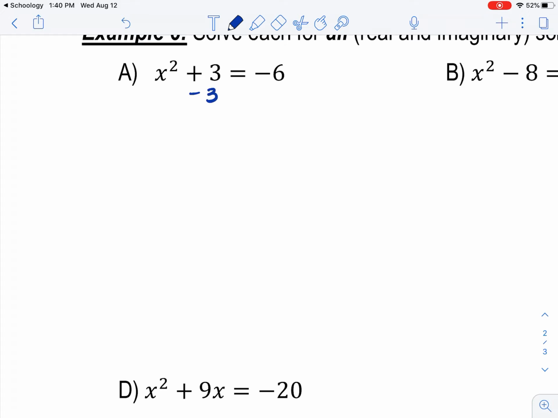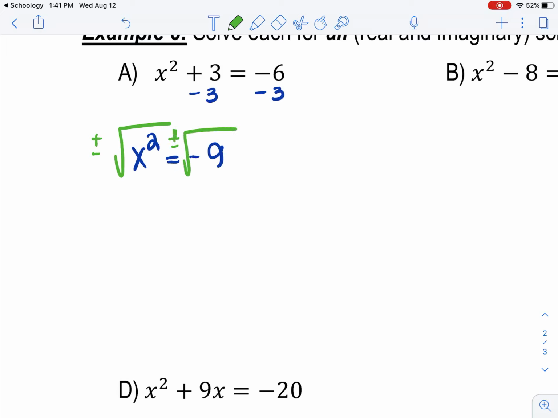Yes, because there's just an x squared, but it has to be by itself. So subtract 3 from both sides. X squared equals -9. I need to get x by itself. It's a square right now. So to get rid of a square, I square root. But what I have to do is I have to remember to account for the positive and negative answers.